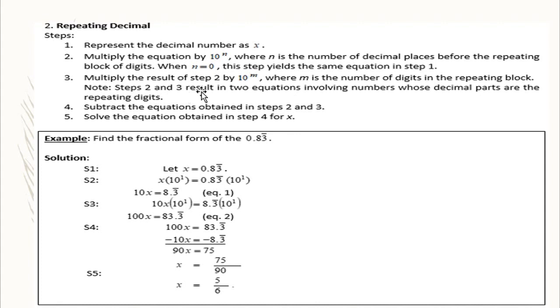Note, steps 2 and 3 result in two equations involving numbers whose decimal parts are the repeating digits. Fourth, subtract the equations obtained in steps 2 and 3. And last, solve the equation obtained in step 4 for x. So this is how we write a repeating decimal into a fraction. For example, we have here 0.83 with a bar over the 3, meaning the 3 is repeating. The first step is to let x be your decimal number. So let x equal 0.83 bar.